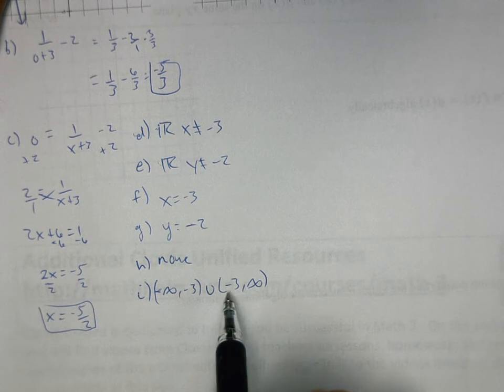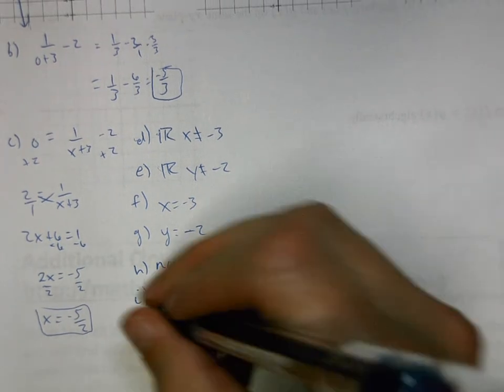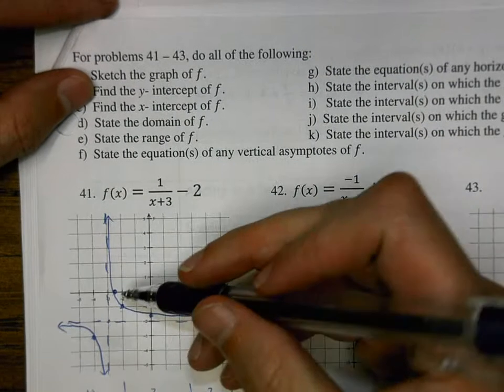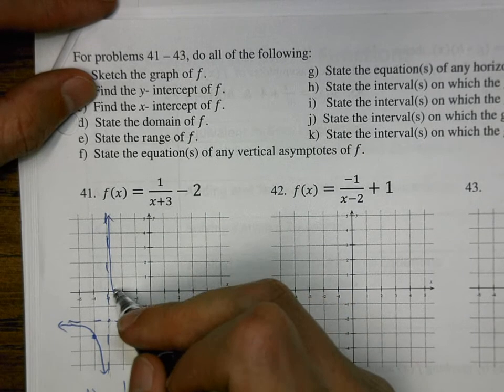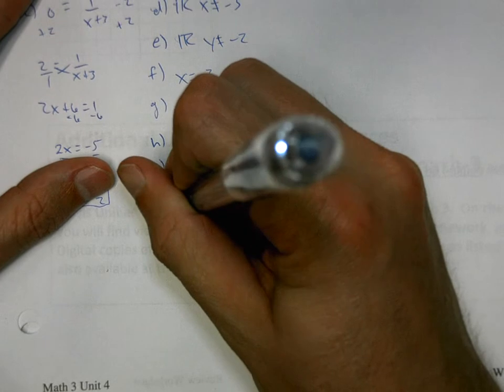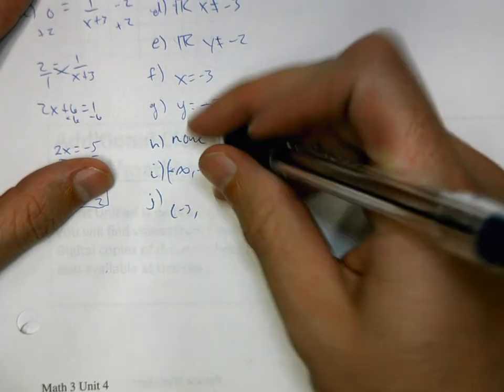J, talk about where it's greater than 0. So it's greater than 0 on top of the x-axis all the way until you get to the x-intercept. So your x-intercept was negative 3. Sorry, your asymptote was negative 3. And your x-intercept was negative 5/2. Not a lot of time to be positive.